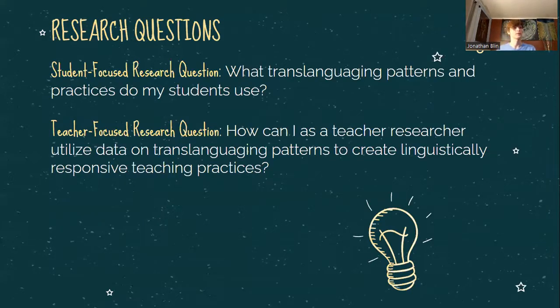And then moving on is the teacher-focused research question. That's asking how can I, as a teacher researcher, utilize data on translanguaging patterns to create linguistically responsive teaching practices. So that builds off of the first question and does something with the data. It shows what pragmatic things we can do now that we have this data, and what can we do with it going forward.